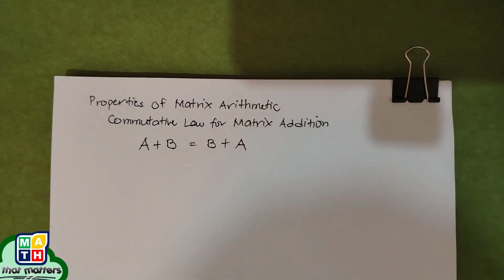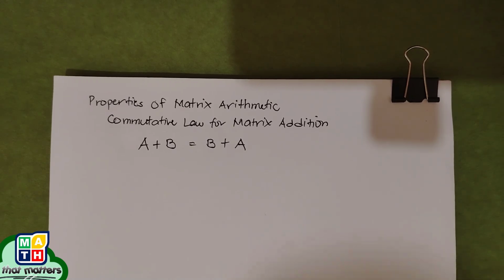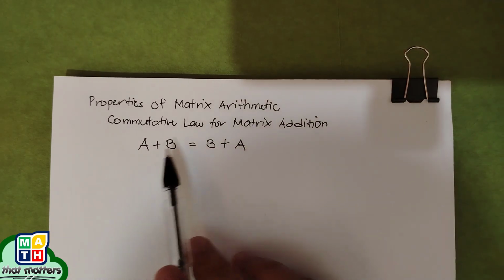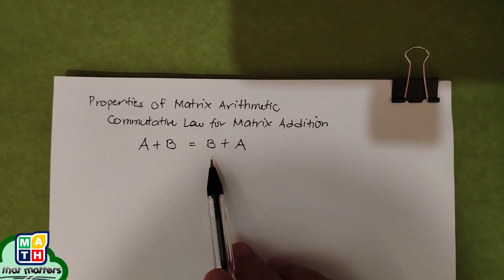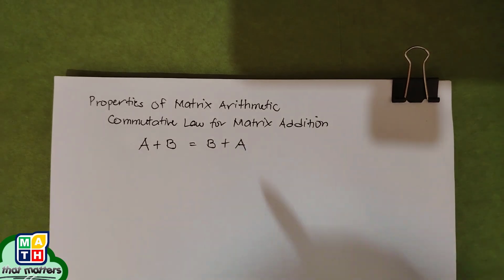There are a series of properties of matrix arithmetic that we need to understand so that we could work on other forms of matrices and their operations as well. Now, this is just the first of the many. We have here the commutative law for matrix addition, which states that for matrices A and B, their sum is just equal to the sum when they are commuted, B plus A.